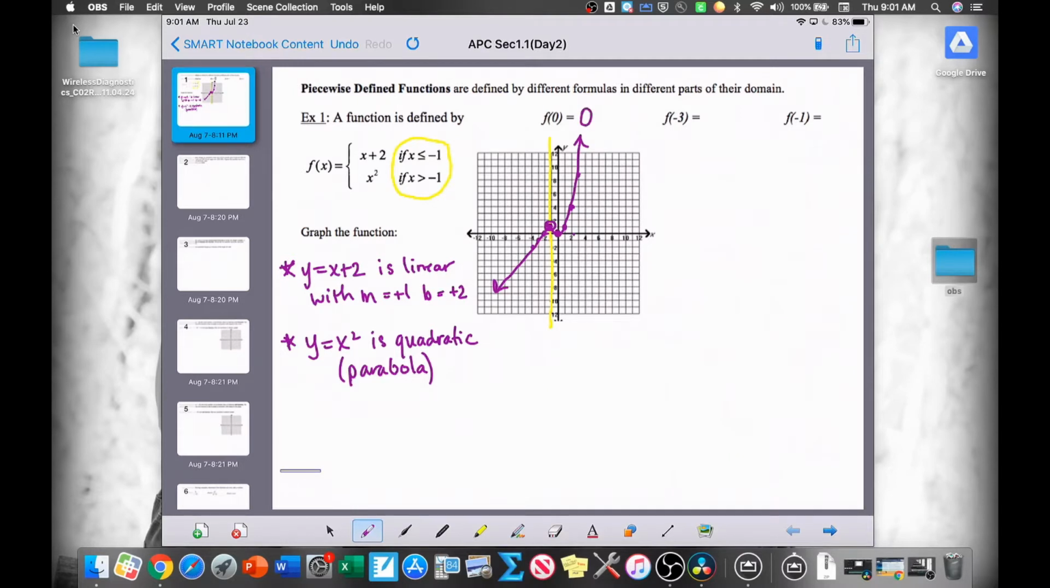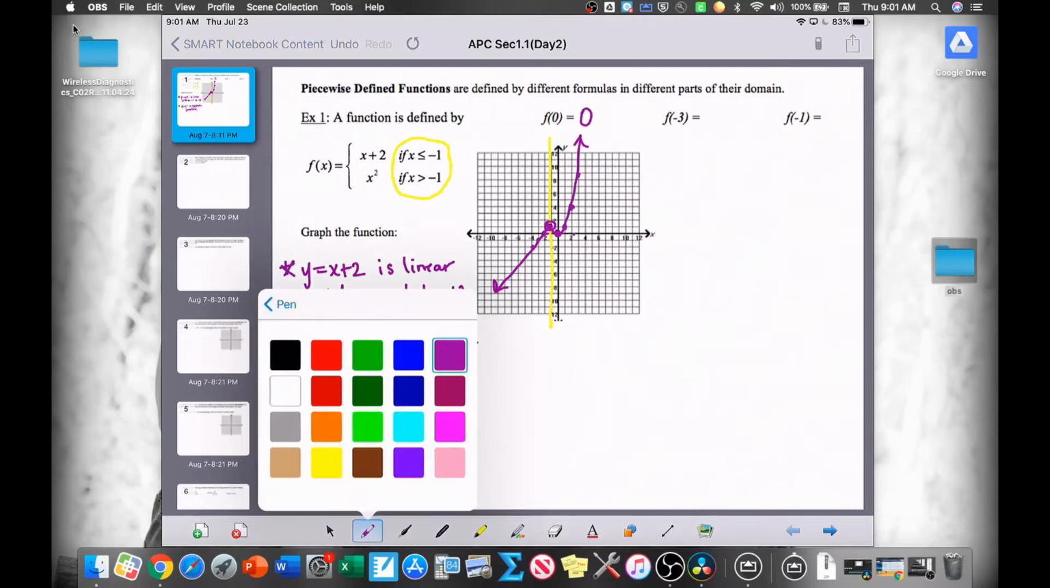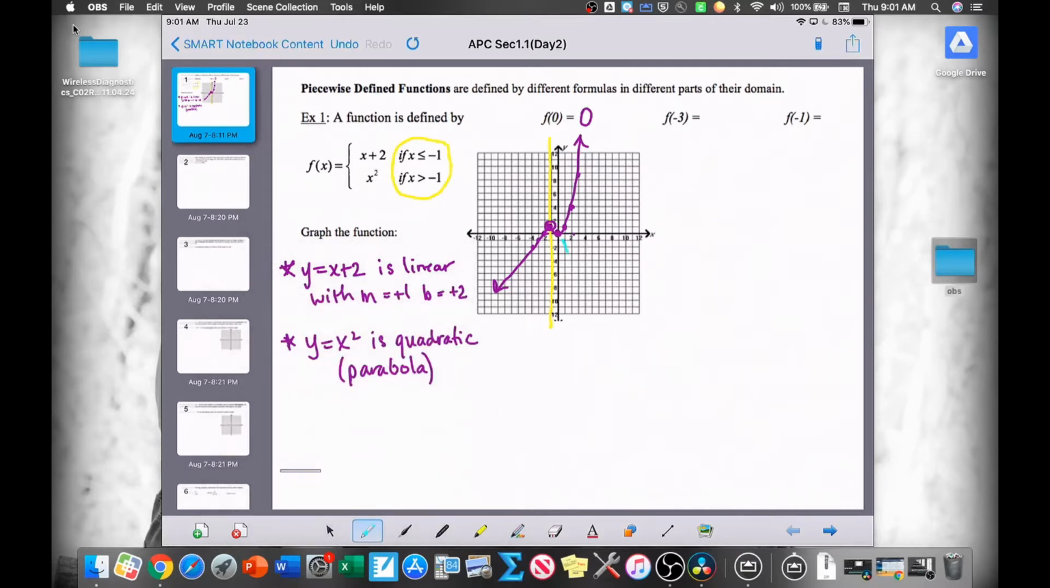Now, if I look at my graph, if I look at where x is 0, what is the y value? It is 0, right? Because the point on the graph is (0, 0). Talking about this point right here is the point that we're looking at, right?